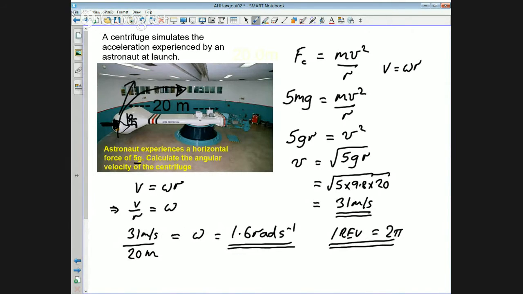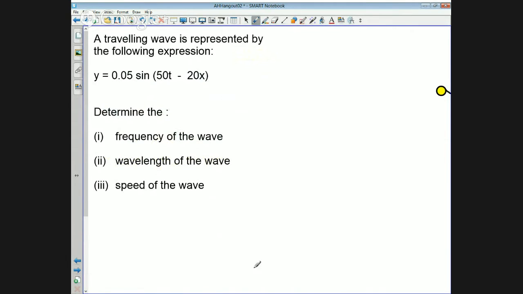Okay, let's move on to our third question for this evening. Doing quite well. And it's this one here. It's to do with the travelling wave. And the travelling wave is represented by the following expression: y equals 0.05 sine bracket 50t minus 20x.